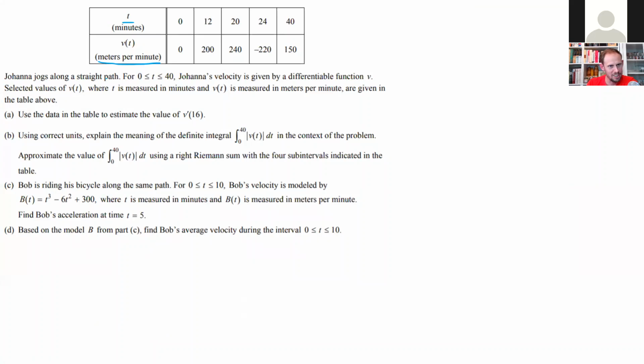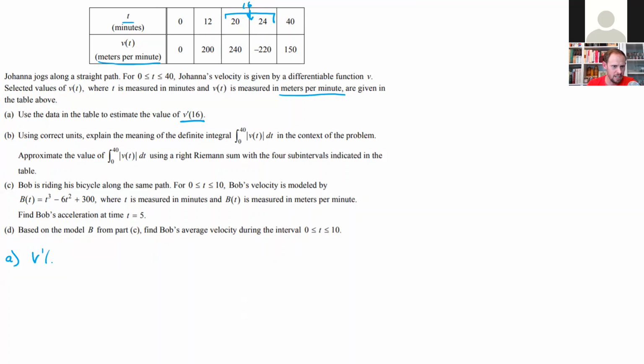Joanna jogs along a straight path from 0 to 40. Joanna's velocity is given by the differentiable function v. Selected values of v of t, where t is measured in minutes and v of t is measured in meters per minute, are given in the table above. Part A, use the table to estimate the value of v prime of 16. Well, they love to ask these questions, and really we just look, where's 16? Well, 16 is going to be between these two. So we just want the slope between those 2 points.